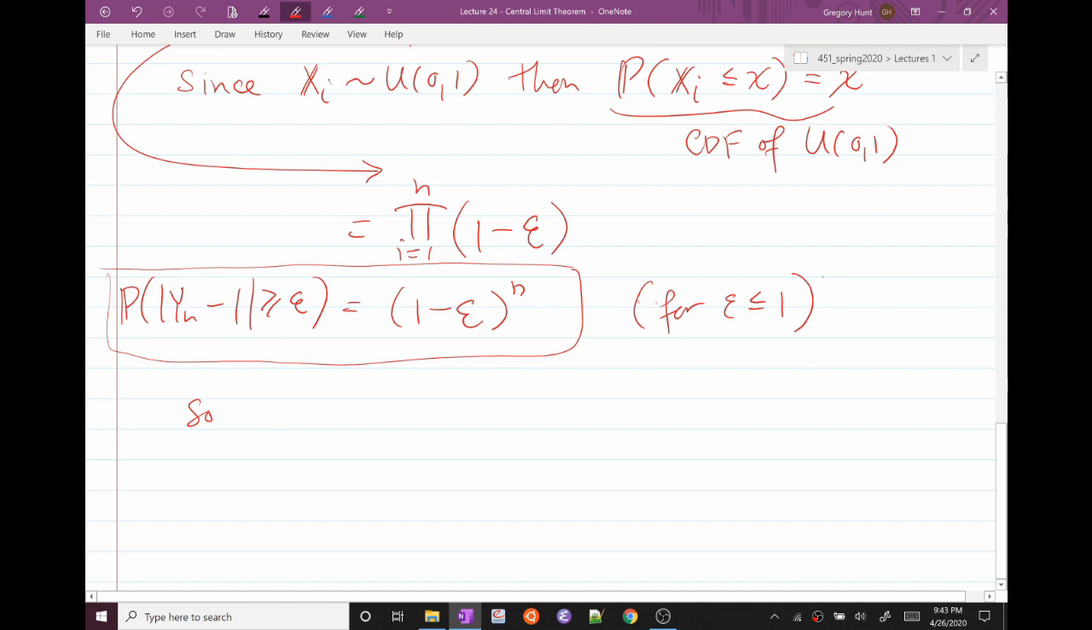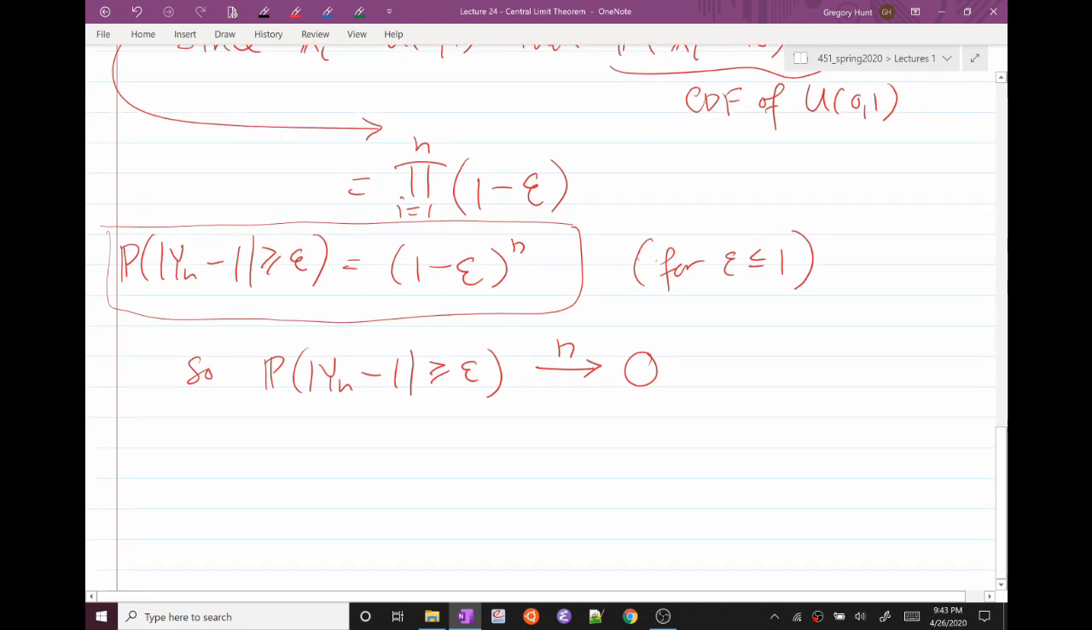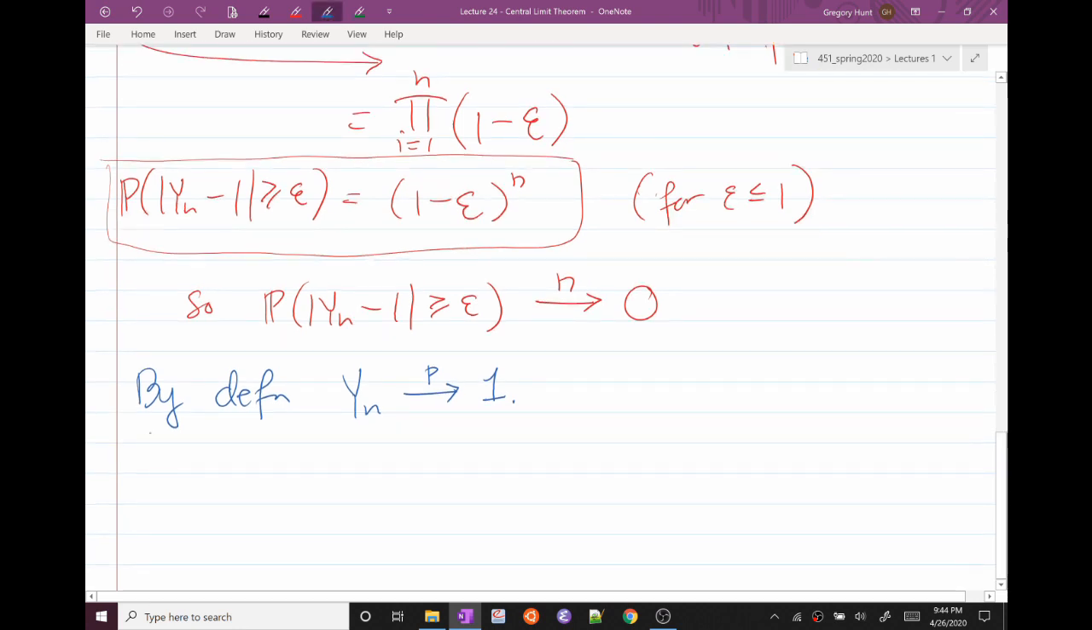In the case of epsilon less than 1, we get that the probability that Yn is more than epsilon away from 1 is (1 - epsilon) to the n. And so the probability that |Yn - 1| is greater than or equal to epsilon, as n goes to infinity, converges to 0. And so by definition of convergence in probability, Yn converges in probability to 1. Okay, so we've shown the result.